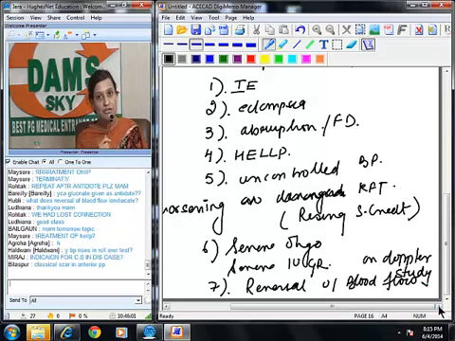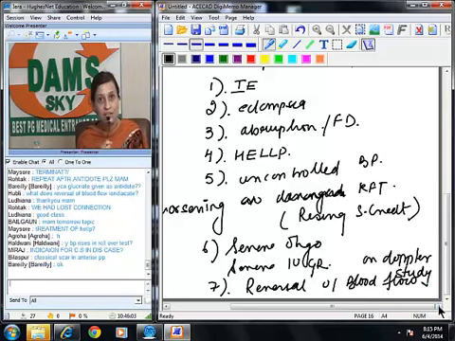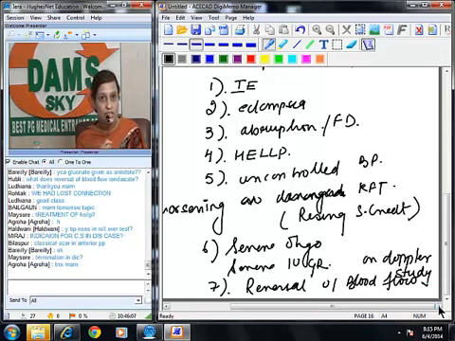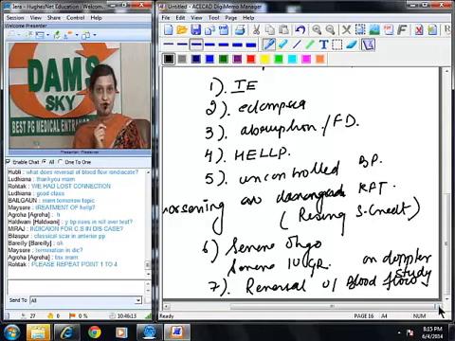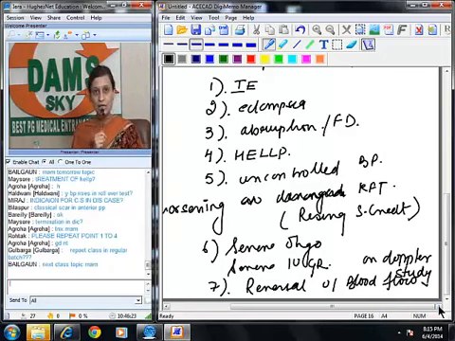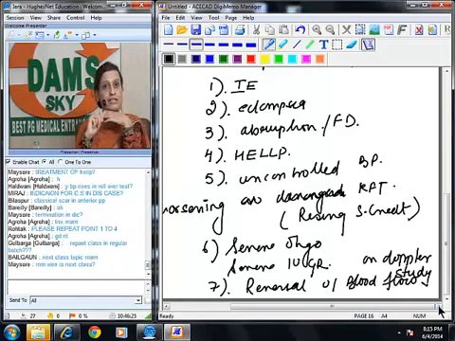Treatment of HELP. I said there is only one treatment of HELP syndrome, and that is delivery, because of the underlying pathology which is preeclampsia. So there is nothing else we can do for patients of HELP. So we manage them on conservative management, we manage them symptomatically, and then it is delivery. So the only treatment of this is going to be delivery.